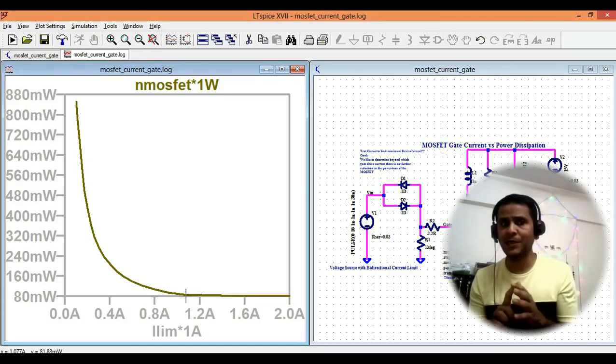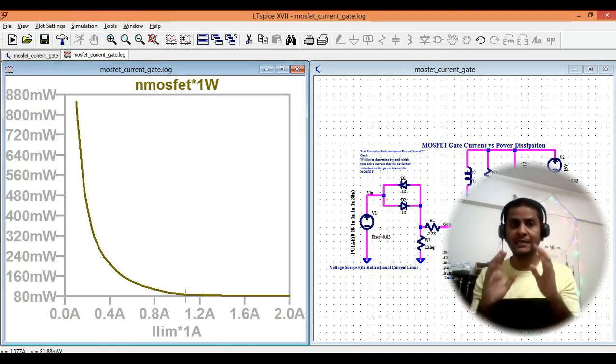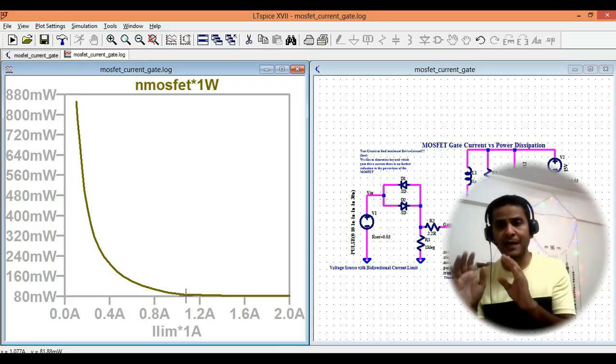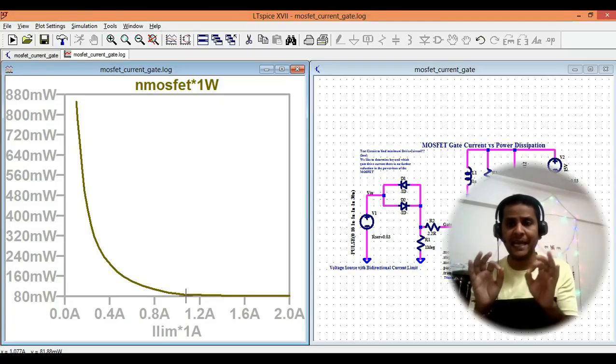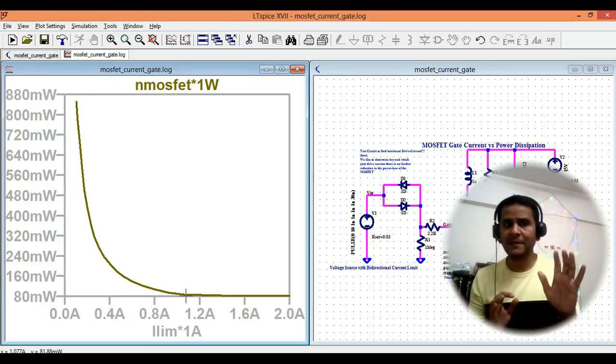We can see in the simulation it's 880 milliwatt. It will dissipate more heat, and there is a possibility that your MOSFET will go into thermal runaway and get damaged. So it is very important, guys. If you're designing any MOSFET based circuit, you have to properly source and properly sink the gate current of the MOSFET. That is how you can simulate the power dissipation of a MOSFET versus gate current.